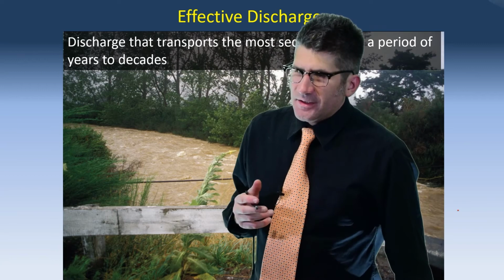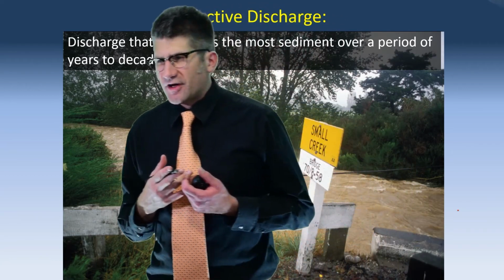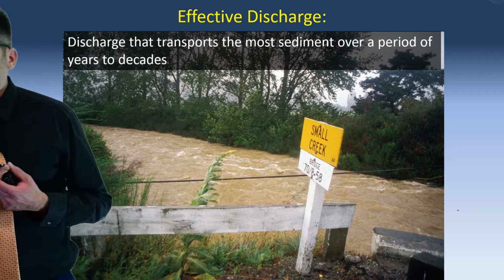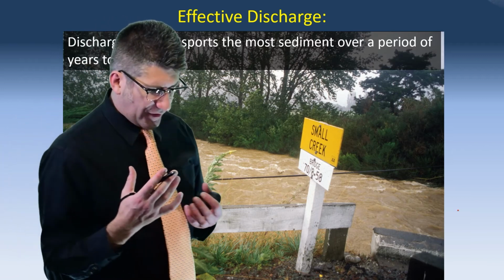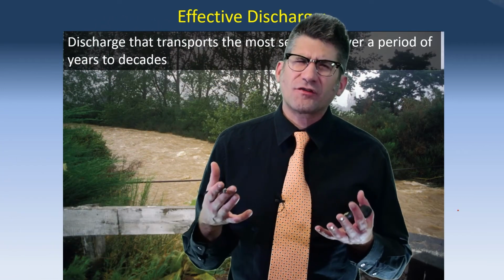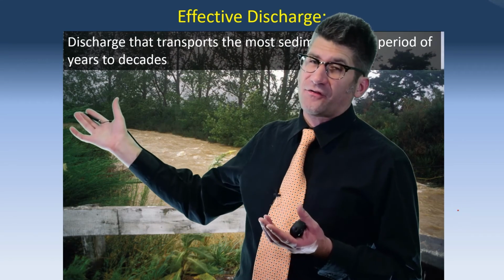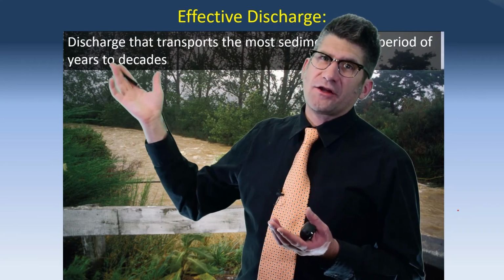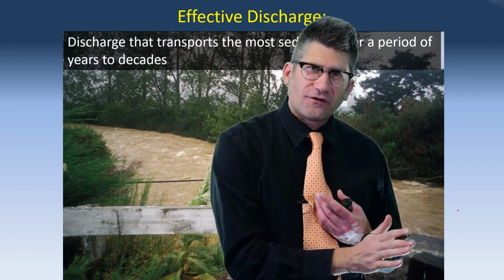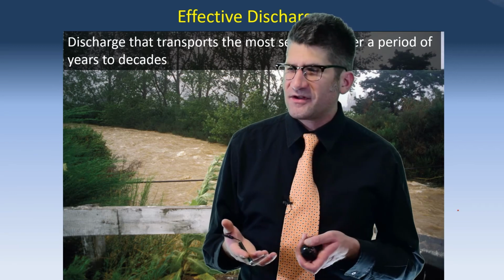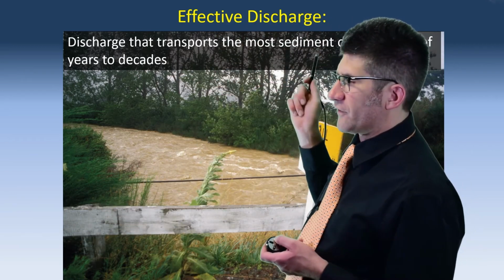Okay, now that we've been able to define our flow a little bit more quantitatively, I want to talk about another important term, and that's what we call effective discharge. So effective discharge is the discharge that moves on average the most sediment in the river. And so this might not necessarily be the biggest flood, because the biggest flood might not happen that often. But it's not necessarily the smallest either, because the smallest flood might not have enough shear stress to move that much sediment. The effective flood is the discharge that transports the most sediment over years to decades.